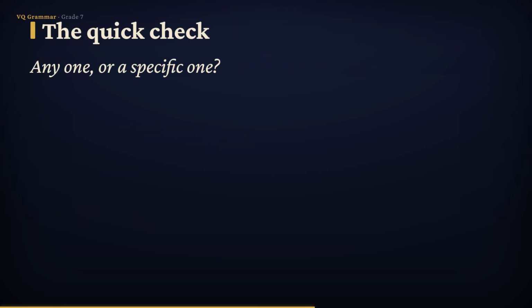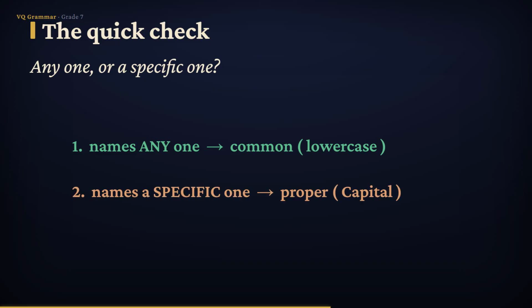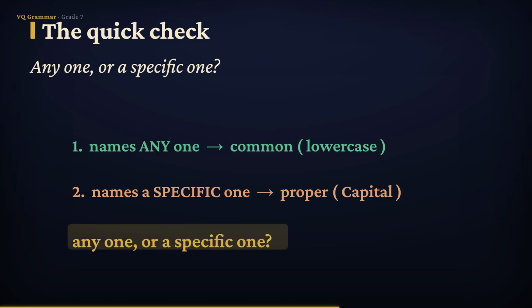Let's boil it down to one quick check for any noun. Ask yourself, does this word name just any person, place, or thing? If so, it's a common noun, and it stays lowercase. Or does it name one specific particular one with its own name? If so, it's a proper noun, and it takes a capital letter. Any one or a specific one? That single question tells you common from proper every time.